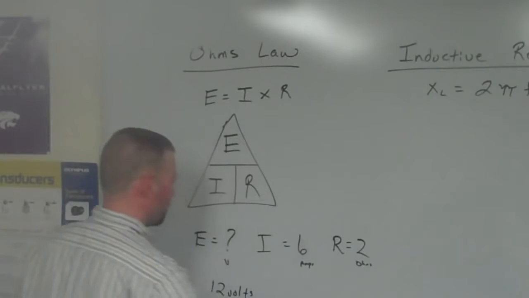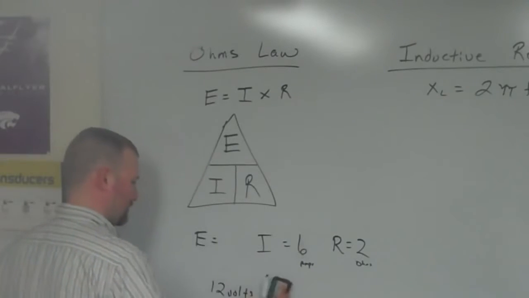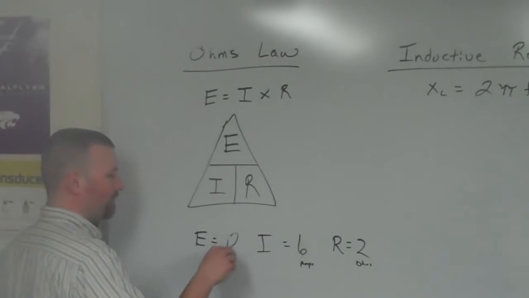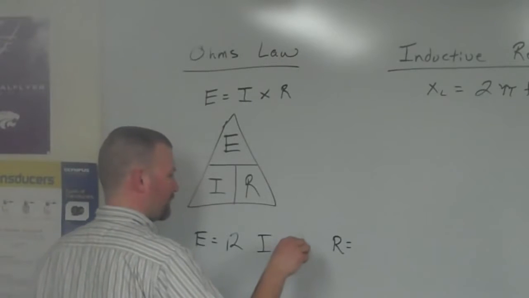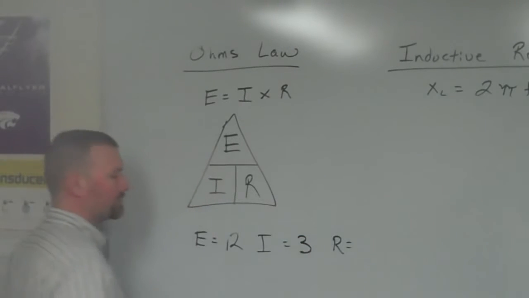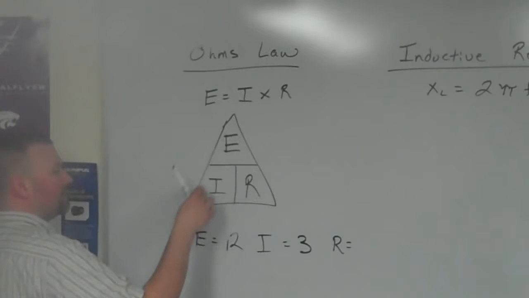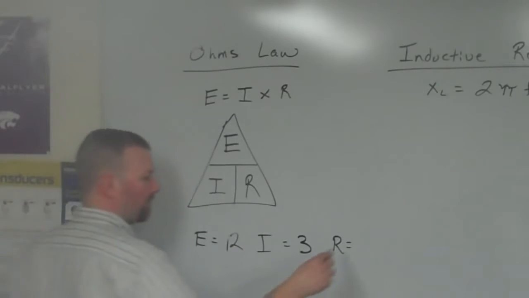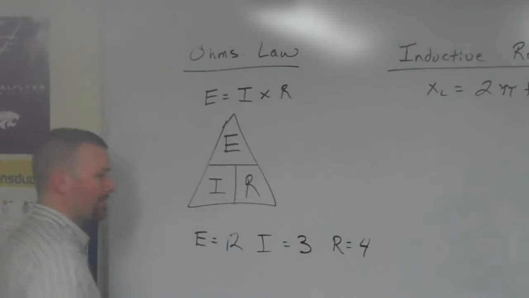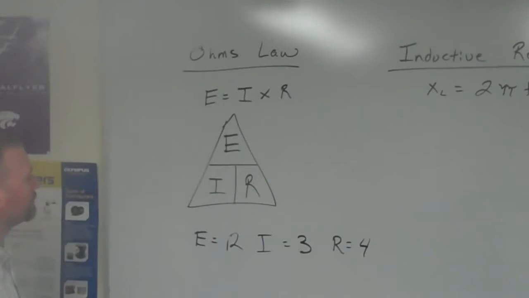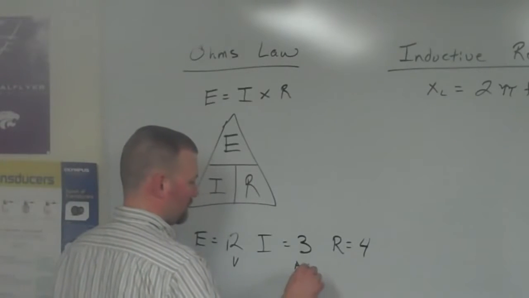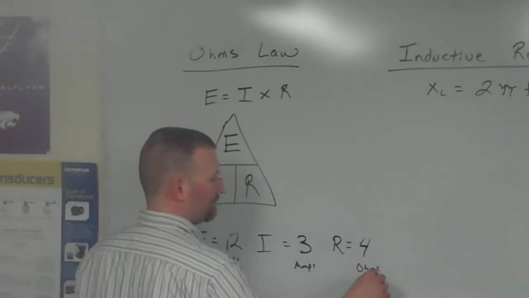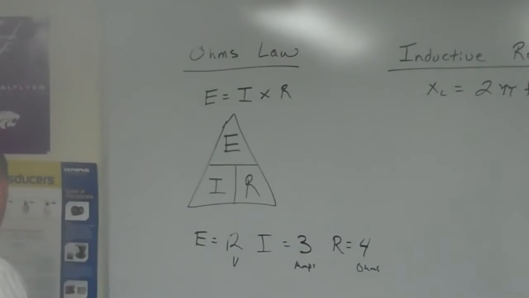So let's just say for fun here, we were given 12 volts and 3 amps. How many ohms of resistance are we going to have? We're going to have 12 divided by 3. That's going to equal 4. Very, very simple there. And remember, these are all units again: volts, amps, ohms. I don't think you should have any questions there. That one's pretty simple. Some of them you don't even need a calculator for.